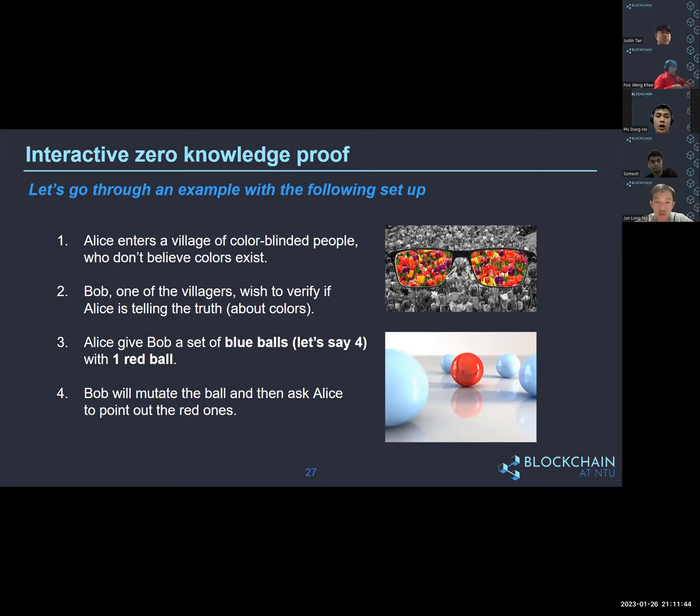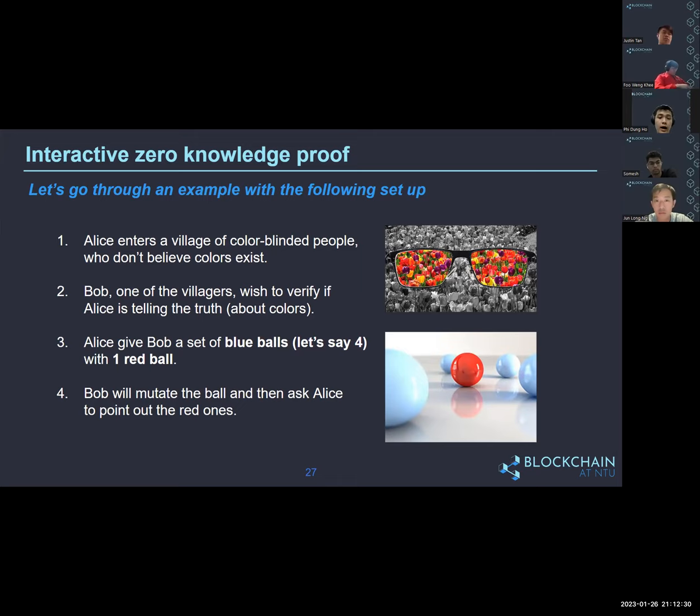In the village, we have Bob, who wishes to verify that Alice actually knows about colors. So Bob wants to verify that she has information about colors. To do this, Alice will give Bob a set of balls, let's say 5 balls, and amongst the 5 balls, 4 of them are blue and 1 of them is red. Since Bob is colorblind, Bob cannot tell that the red ball is different from the blue balls. Then Bob will prove to Alice.